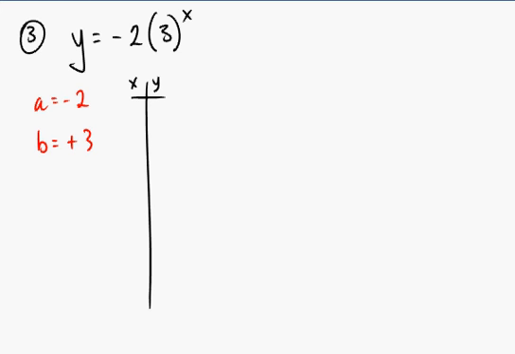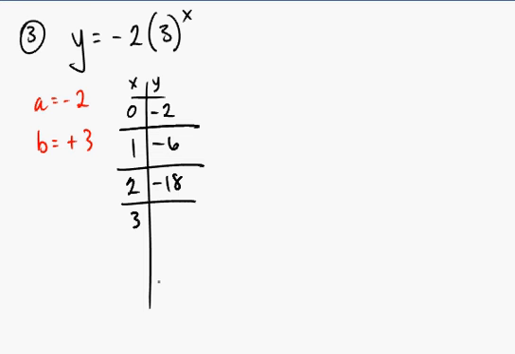So, if x is 0, what would y be? It would be 2, negative 2, yep. X is 1, y is negative 6. X is 2. Right? It'd be 2 times 3 to the third.